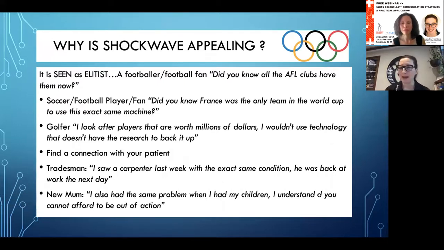If it's a new mum, I often say things like, I also had the same problem when I had my children. I understand you can't afford to be out of action as a new mum. So again, it doesn't matter, build a connection. It doesn't matter what it is, but make it relate back to what's important to them. Find that emotional connection to the people that you're speaking to.